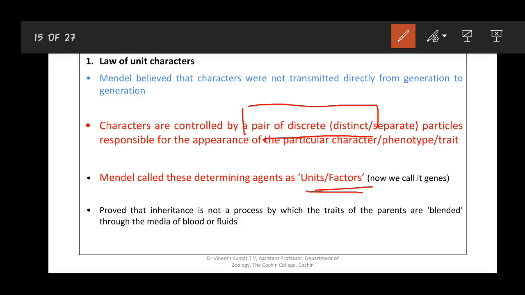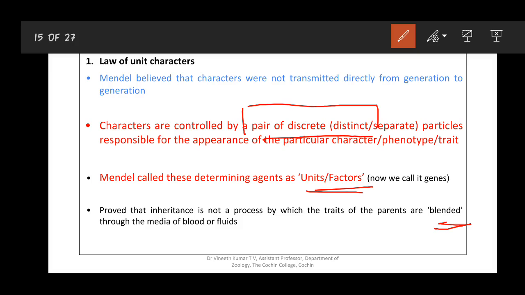So what he proved by this particular law is what we discussed earlier: inheritance is not a process by which the traits of the parents are blended, meaning it is not a fluid. If it were a fluid, it would blend into the body fluid, or mix up. It does not mix up. That is why he called them discrete particles. They cannot mix. They are separate, or they have their own individuality. They are not blended through the media of blood or fluid. So this is what is called the law of unit characters.